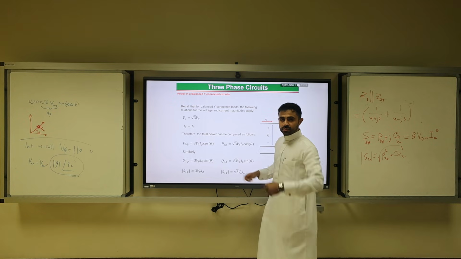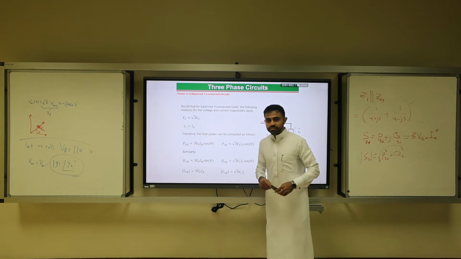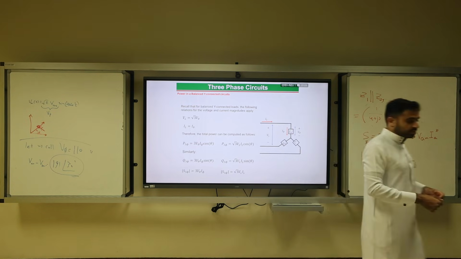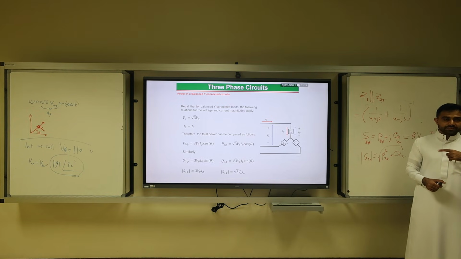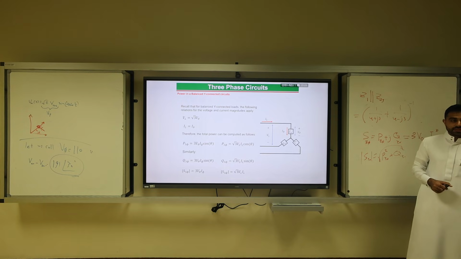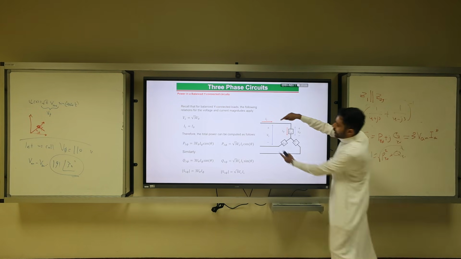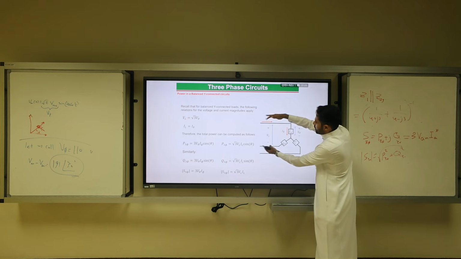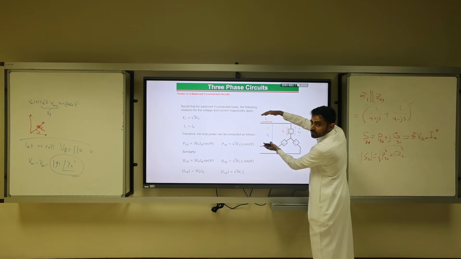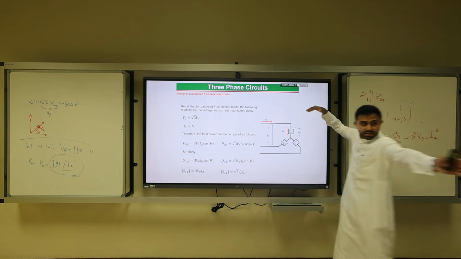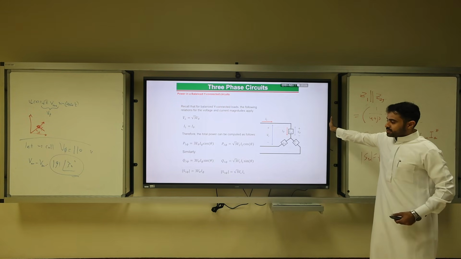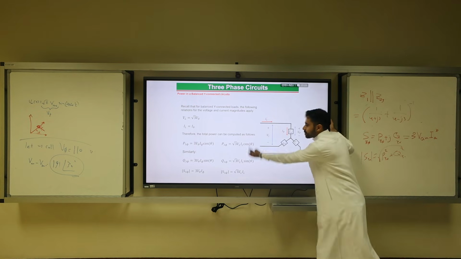Can you derive this equation? Yes or no? Are you sure, or do you want me to do it by hand? Anybody wants me to do it by hand? Okay. So if you're using line quantity, I line or V line, not phase, then you use a square root of 3. If you're using phase, you use 3. Get it? Same for the apparent power.